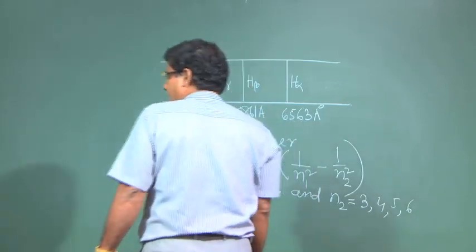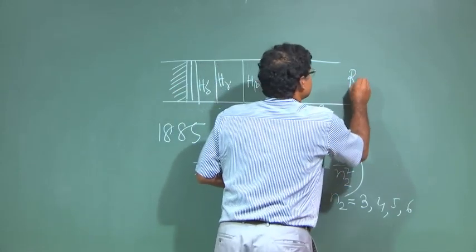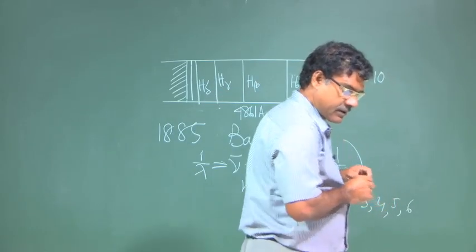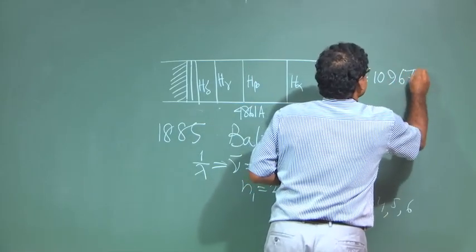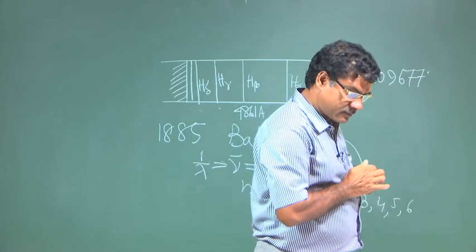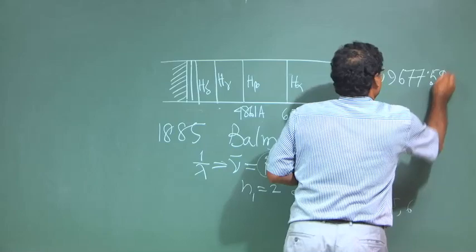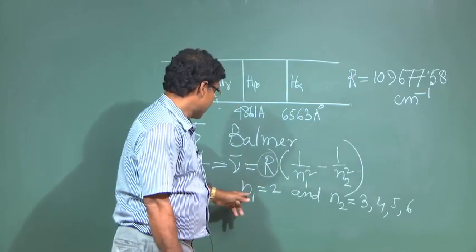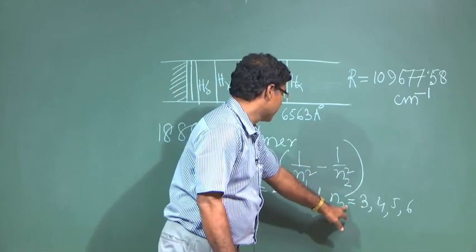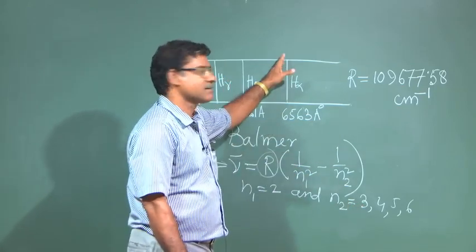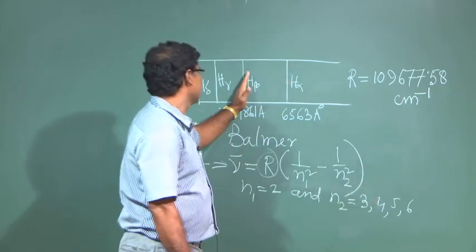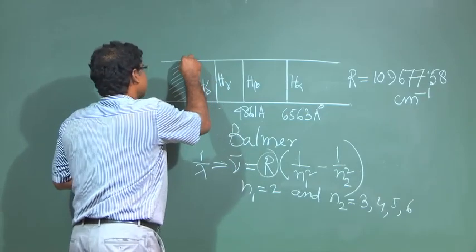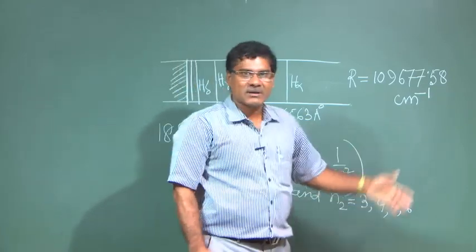It was found that if R is 109677.58 centimeter inverse, and n1 equal to 2, then n2 equal to 3 gives exactly this wavelength, n equal to 4 gives this line, n equal to 5 this, 6 this, etc. And for n equal to infinity, you get the series limit. So that was the empirical formula.